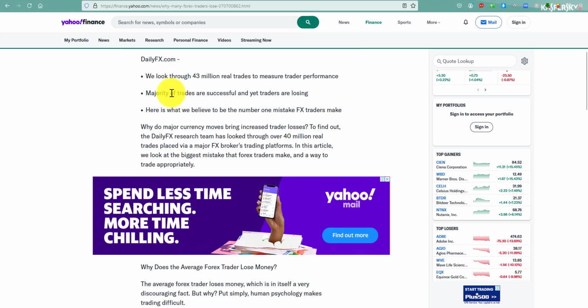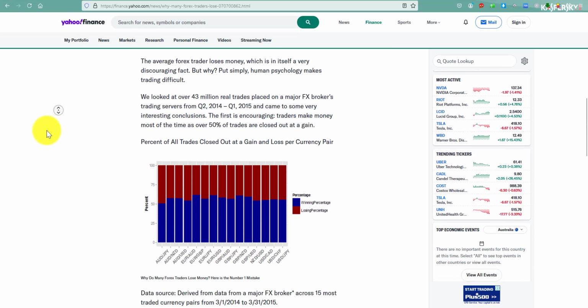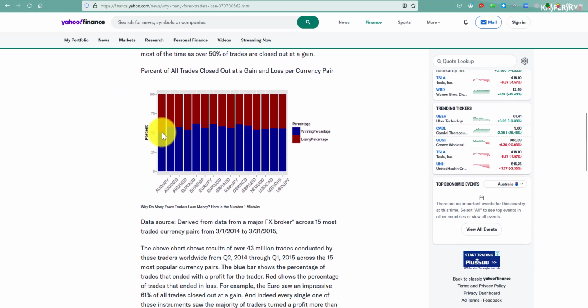What they found was that most of these traders actually had a really good win rate. As you can see here, their win rate is generally above 50%. I think the Aussie yen might be right on 50, or maybe it's 51, something like that. But as you can see across the board, the winning trades, the blue, have a higher percentage than the red trades.